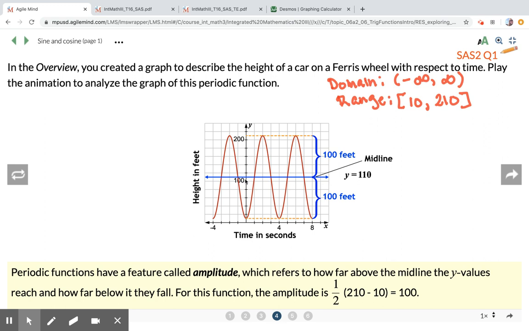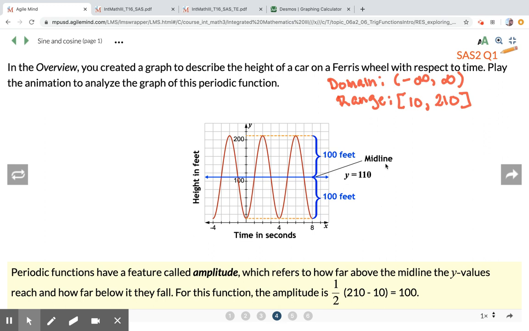We said our midline was at y equals 110 feet. But we said our maximum was all the way up here at 210. So that means I can just subtract 210 minus 110 and find that's 100 feet. Another way you can find the amplitude, let's say you didn't have the midline and you're like, I don't know what the midline is, but I need the amplitude.